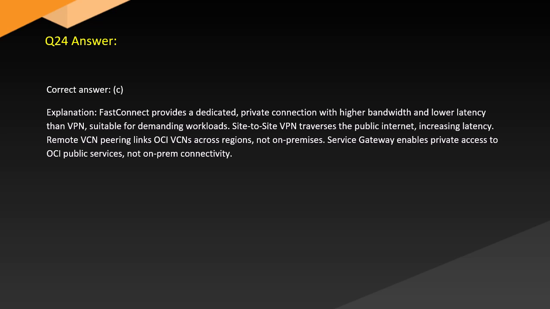Answer. Correct answer: C. Explanation. FastConnect provides a dedicated private connection with higher bandwidth and lower latency. The VPN is less suitable for demanding workloads. Site-to-site VPN traverses the public internet, increasing latency. Remote VCN peering links VCNs across regions, not on-premises. Service Gateway enables private access to OCI public services, not on-prem connectivity.